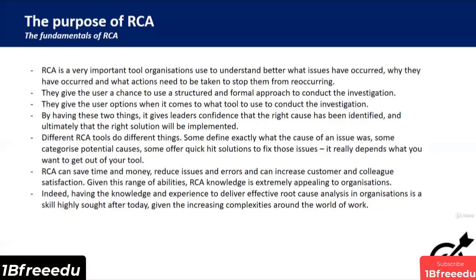Leaders don't want people to come up to them and say, we have this issue, this has gone wrong in our team, this has gone wrong in our department. They want you to come to them and say, this is what's gone wrong, this is the solution we've identified, this is how we're going to implement it. And then you can sign off as a leader, yes or no, that's fine, right? They want people to come to them with, yes, their problems, but also what potential solutions can actually happen. So therefore, having that root cause analysis knowledge and experience is very, very highly sought after in today's world of work.